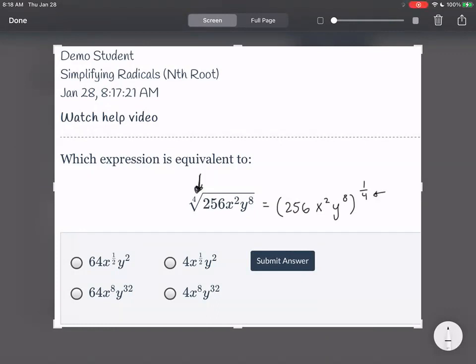Okay, once that is there, we need to distribute this exponent to literally everything inside the parentheses. So we have 256 to the power of 1/4, and then x squared times 1/4, because when it's raised to the power of 1/4, you're just going to multiply those exponents. And then we have y to the power of 8 multiplied by 1/4.